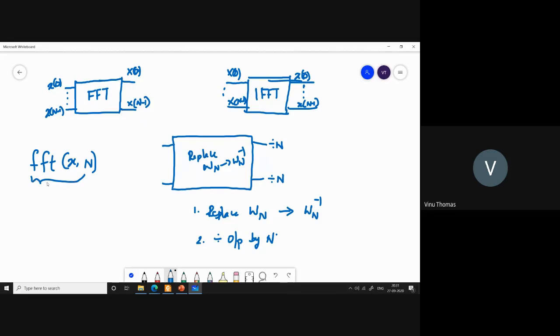So the design for the wheel is already there. If you have to use this FFT for your program, you don't have to build it from scratch. But to compute this IFFT, you have to go into the FFT structure and change the code. Replacing Wn by Wn raised to -1 will mean that you have to rewrite the code for FFT. So that is difficult.